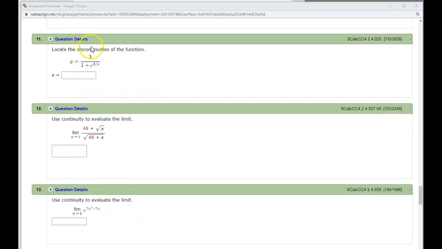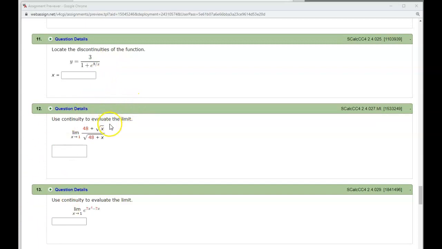Number 11 asks you to locate the discontinuities. That's where you're going to have a hole in the graph or some other feature: a jump, vertical asymptote, or heavy oscillation. There's only one problem here, because e is always a positive number, but for this one, 8 divided by x, there's one little problem there that should be really obvious to you. Can't have zeros in the denominator.